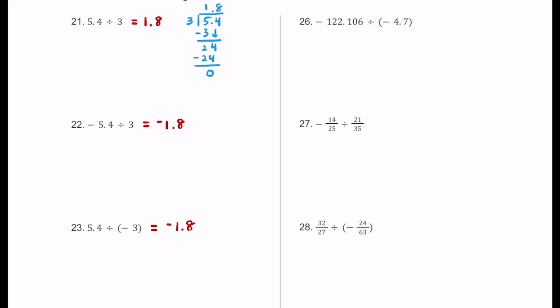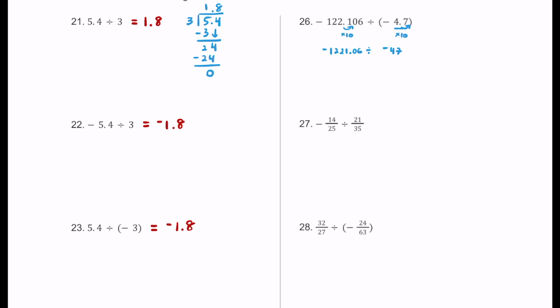For number 26, we have negative 122 and 106 thousandths, or 0.106, divided by negative 4.7, or negative 4 and 7 tenths. Now again, this is the decimal that we want to make a whole number. So if we multiply this by 10, we can slide the decimal over one time. So we also have to slide this one over by one decimal place and multiply it by 10 as well. This is going to become a negative 47 if we multiply it by 10. And this is going to be a negative 1221.06. So again, if we solve this problem, we're going to get the same answer here.